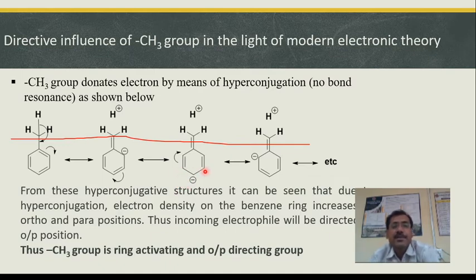So the CH3 group is giving its electron density to the benzene ring, number one, and number two, it is increasing the electron density at ortho and para positions. So where will the incoming electrophile go? If the incoming electrophile is E plus, it will prefer to go to either the ortho or the para position. It will not go to the meta position. So this clearly proves that the CH3 group is a ring activating and ortho-para directing group.